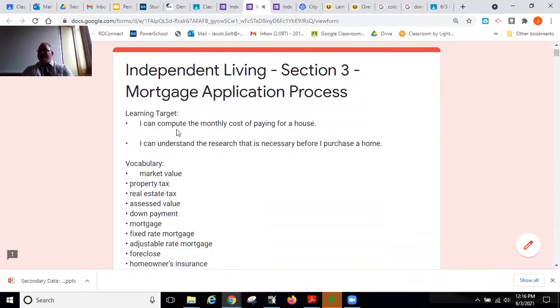Independent living, section 3, the mortgage application process. Welcome, sir. Hello. Happy Thursday. We have 2 learning targets that we were looking at for this lesson. This is our last Google form. After this, we'll have a little project and we're done.